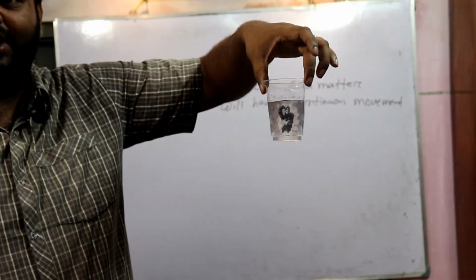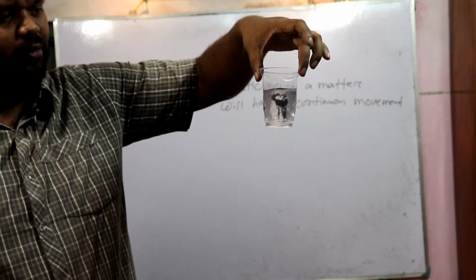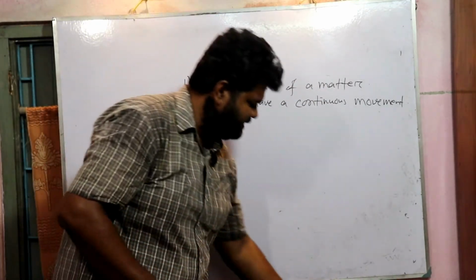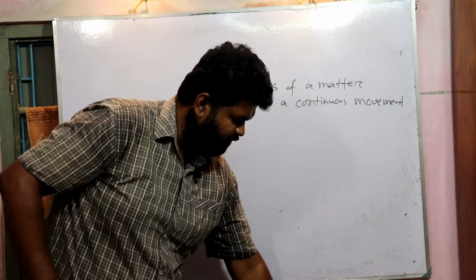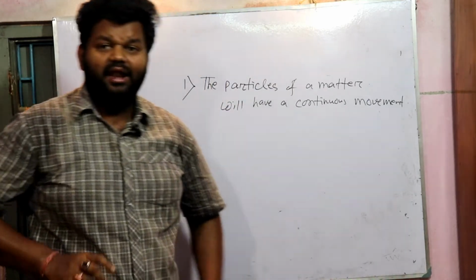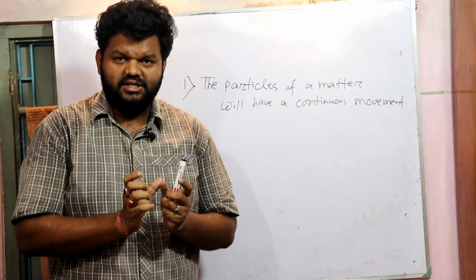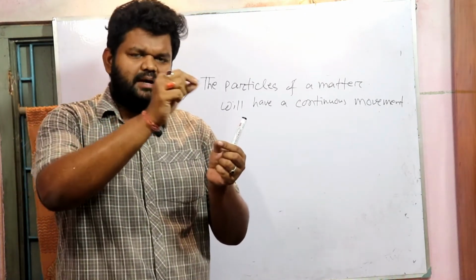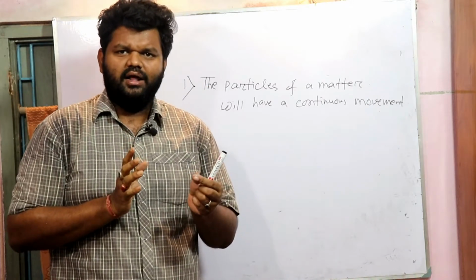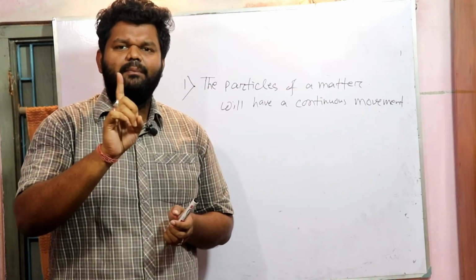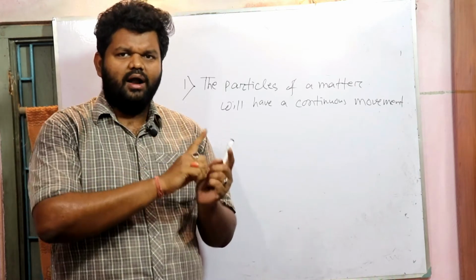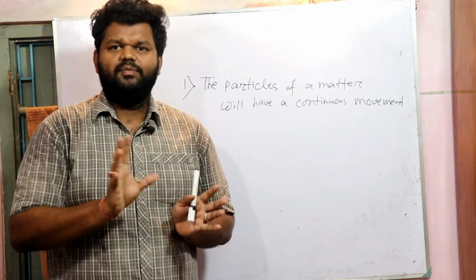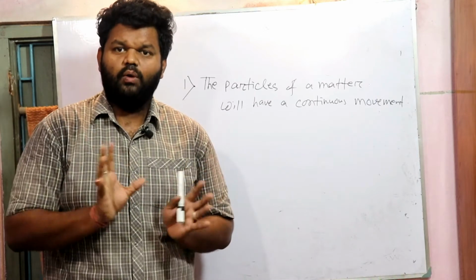Yes, it's already spread into all the water molecules. Okay, so what does it mean? It means that if the particles are rigid, that means no movement is there, then if we add some ink in the water, no movement of the particles will happen. That means the color will not go to every part of the water.